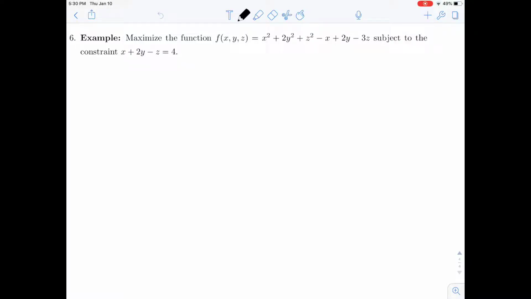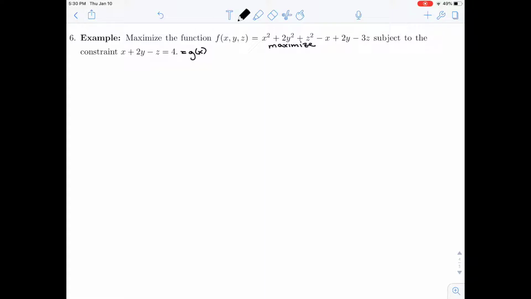Our last example is to maximize the function f of x, y, z equals x squared plus 2y squared plus z squared minus x plus 2y minus 3z, subject to the constraint x plus 2y minus z equals 4. So f is the function that we want to maximize, and the function g of x, y, z is x plus 2y minus z.